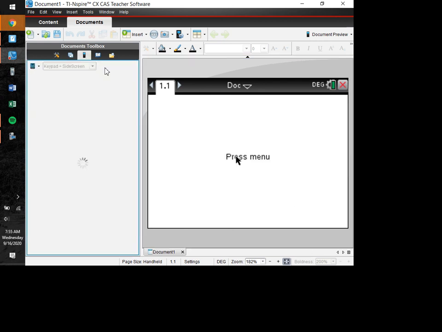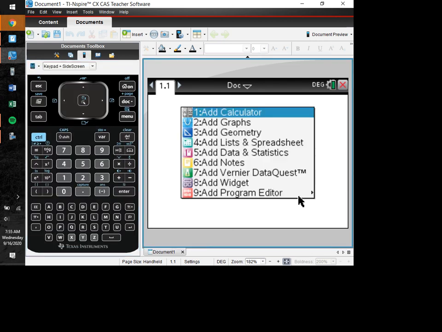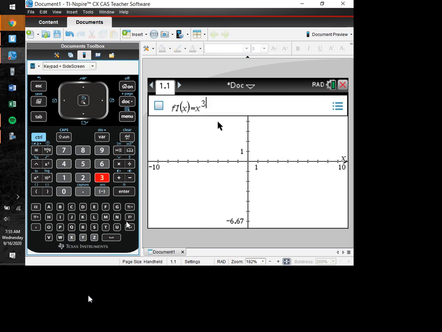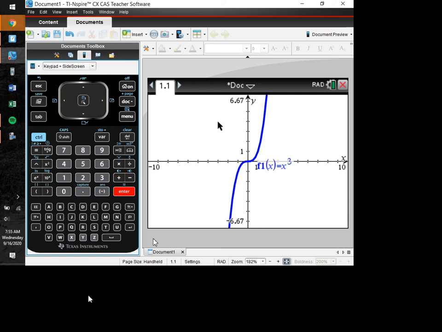So let's see, we're going to press menu. I'm going to go to a graph, and let's use the calculator to graph what we just came up with. So our first function was f of x is equal to x cubed. And the second function we came up with, let me hit tab here to get to that screen, and we are going to do the cube root of x. So I'm going to put a 3 right there for the index, and we'll put an x there.